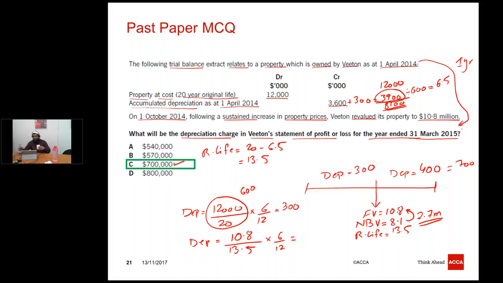Any confusion in this? 300 for the first 6 months and 400 for the next 6 months. Okay.